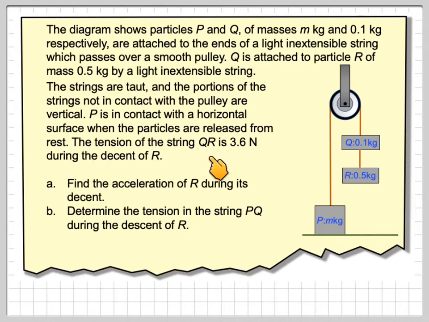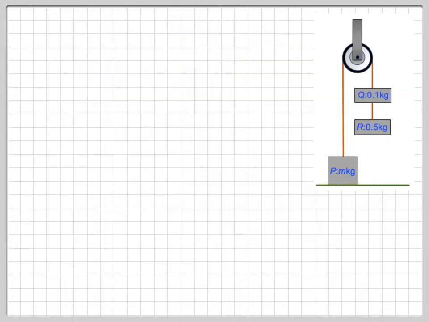The tension of the string QR, which is this one here, is 3.6 newtons during the descent of R. Find the acceleration of R during its descent and determine the tension in the string PQ during the descent of R. Okay, so first of all let's just consider the forces on R.